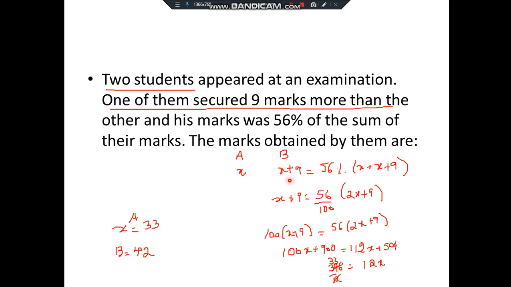Now they have given one more thing: B's mark is equal to 56% of the sum of their marks. That means 56% of the sum of their marks, so X plus 9 is equal to 56 by 100 into 2x plus 9. When you solve it, you get X is equal to 33. So we have got the mark obtained by A as 33. Now for B, we have to add 9 to it. Adding 9 to 33, you get 42. So the marks obtained by them are 33 and 42. Hope you understood. Next question.